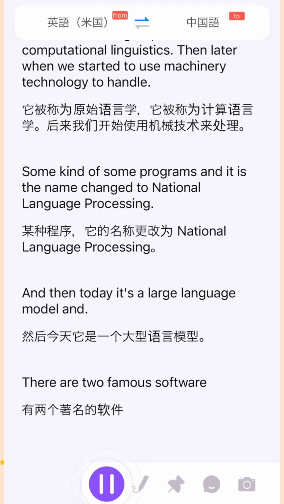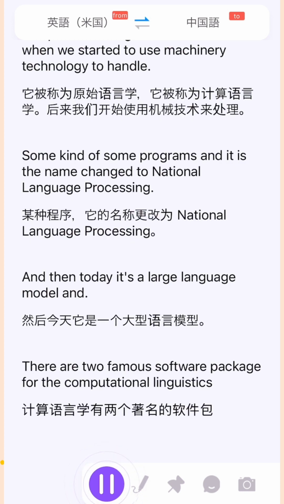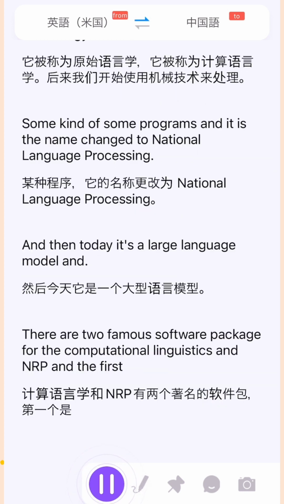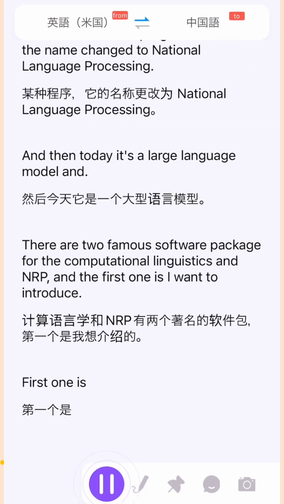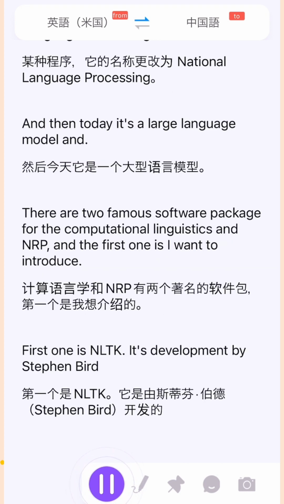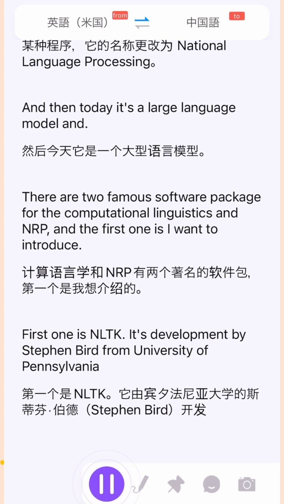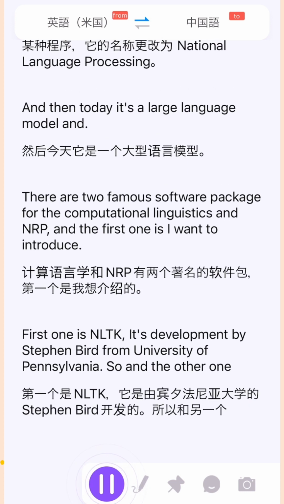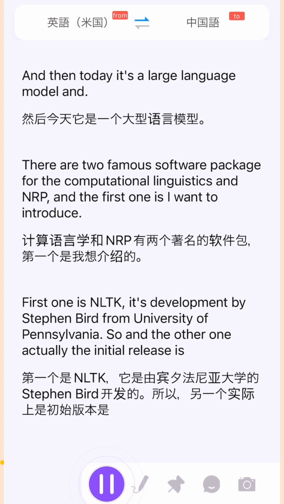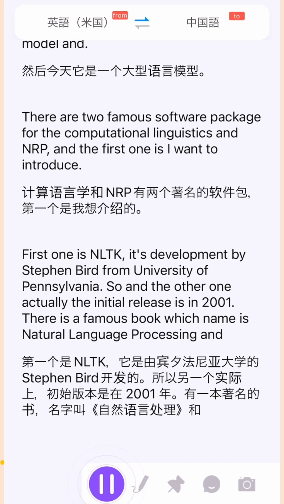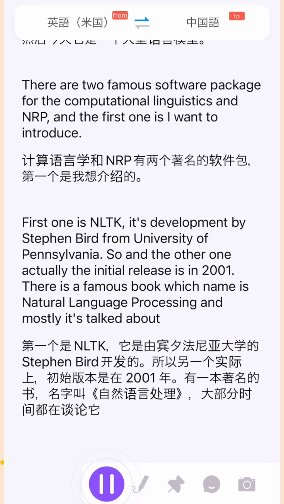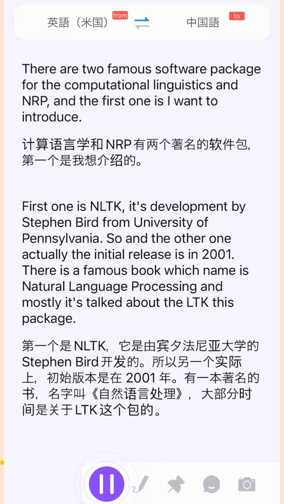There are two famous software packages for computational linguistics and NLP, and I want to introduce these two. The first one is NLTK. It was developed by Steven Bird from the University of Pennsylvania, and its initial release was in 2001. There is a famous book, Natural Language Processing, and it mostly talks about this NLTK package.